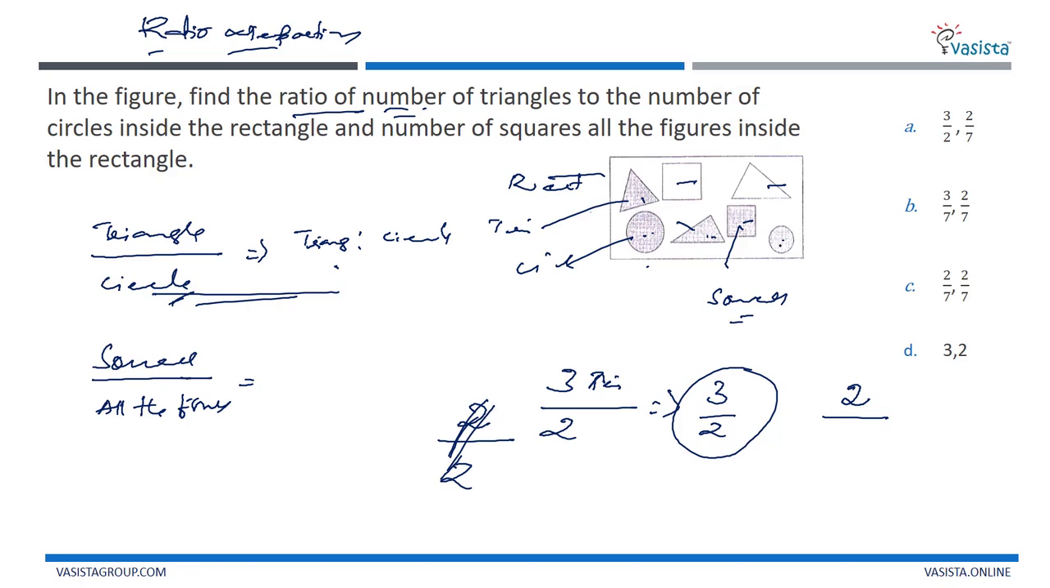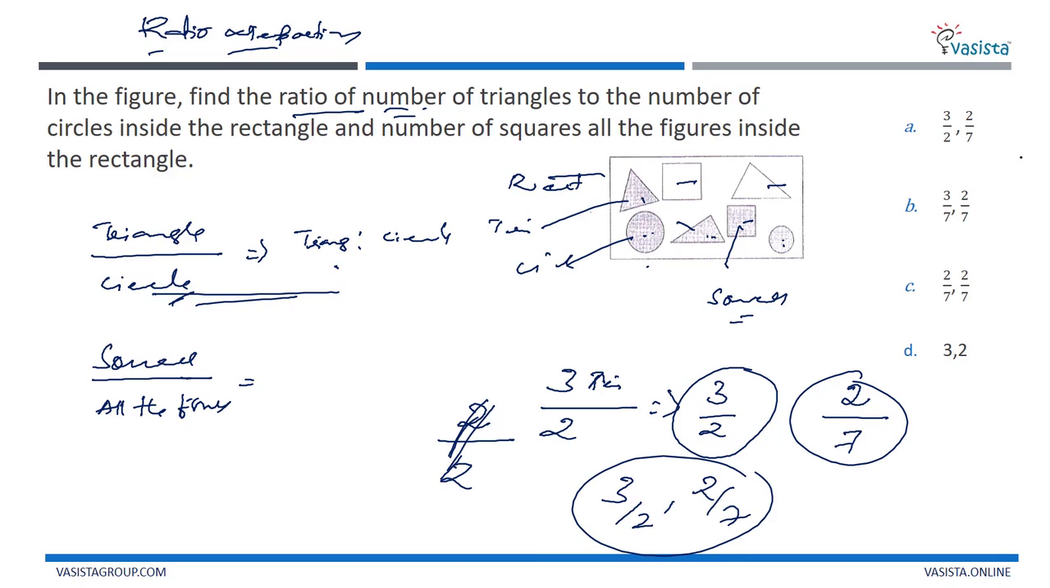1, 2, 3, 4, 5, 6, 7. 7. They are mentioned inside the rectangle, that is important. You shouldn't consider the rectangle itself. So it is 2 by 7. So the answer is 3 by 2, comma 2 by 7. This is option A, correct? The answer is A.